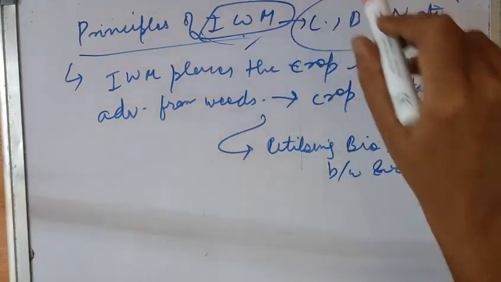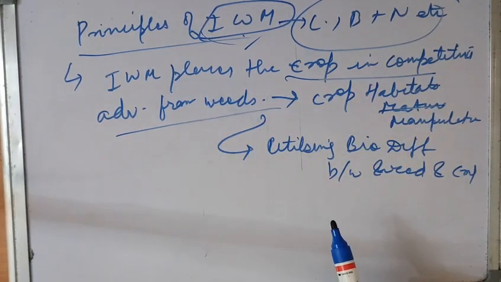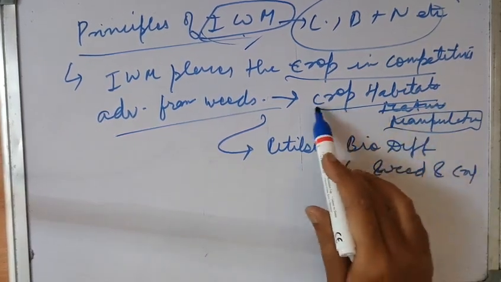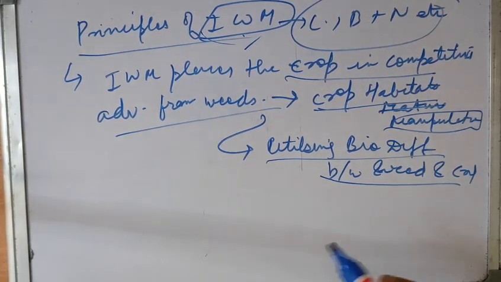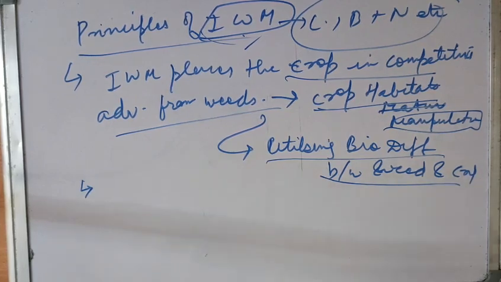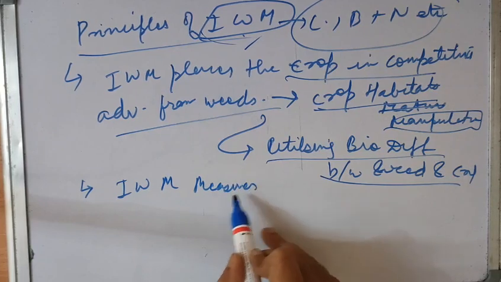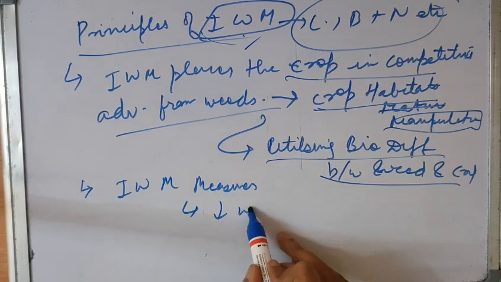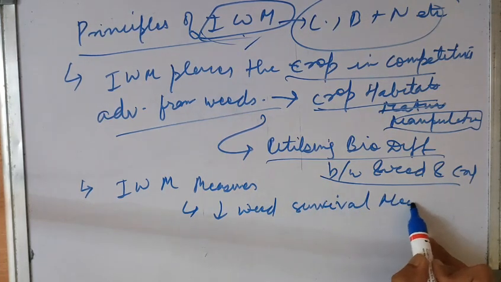So what IWM does is place the crop in competitive advantage from weeds. How does it enhance the crop in this competition? Through crop habitat manipulation, utilizing biological differences. We know how weeds grow fast and how crops grow slow. So we'll use the differences in the crop's advantage and tackle weeds. IWM measures are to tackle or reduce the weed survival mechanism in soil.